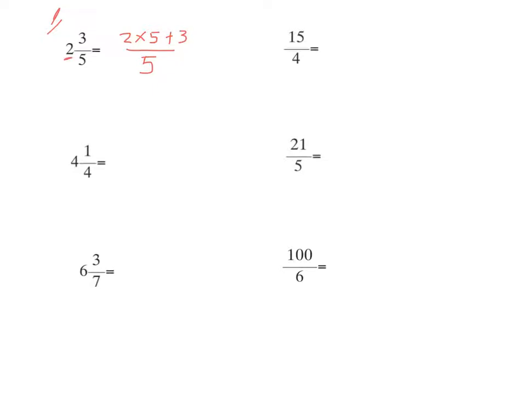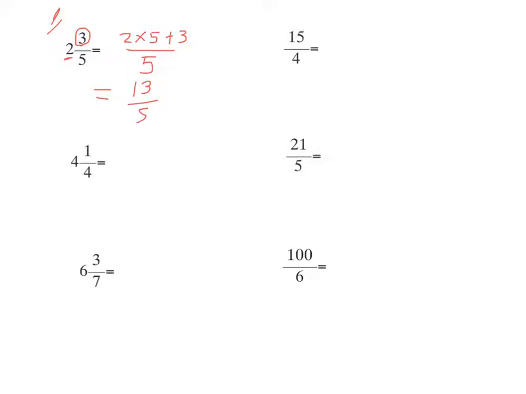Now the 2 times 5 is relating to what I've got here. There's two whole numbers there, and in each of those whole numbers I've got 5/5, so I go 2 times 5. And then I've still got 3/5 extra, so I have plus 3. And so I'll write that as 2 5s are 10 plus 3 is 13 over 5, same thing.